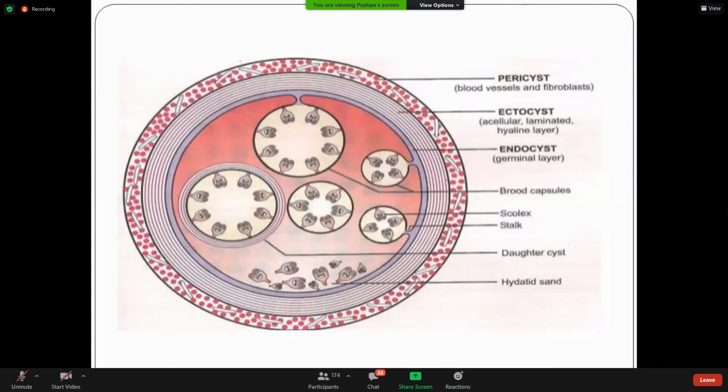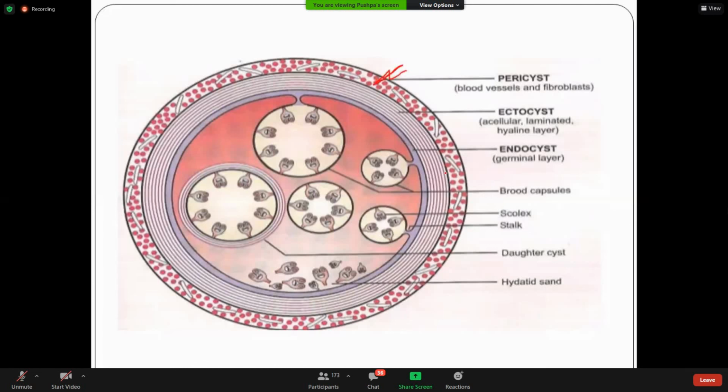It is enlarged many times, and it is a diagrammatic representation. You should understand that this outer part is derived from the host. It is the thick, fibrous part, which is the pericyst. Then there is the ectocyst and the endocyst, which is the germinal layer where these parasites will develop.